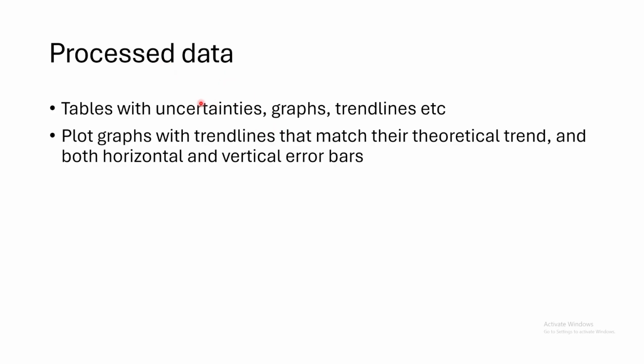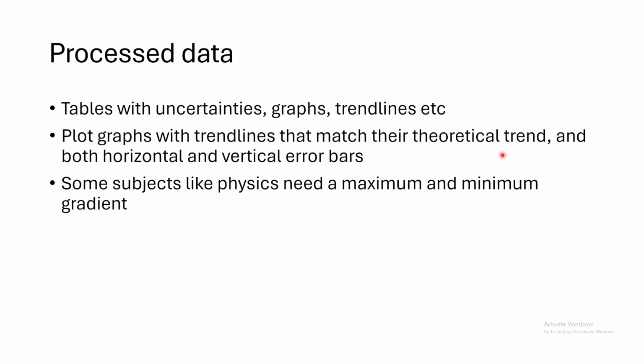In your process data, you'll plot graphs, and they will have trend lines that match a theoretical trend and both horizontal and vertical error bars. You need to have both. So your trend line should be what it theoretically should be. So if your equation should theoretically be linear, choose a linear trend line. Even if your data shows a polynomial, like it's going straight up, still choose a linear trend line.